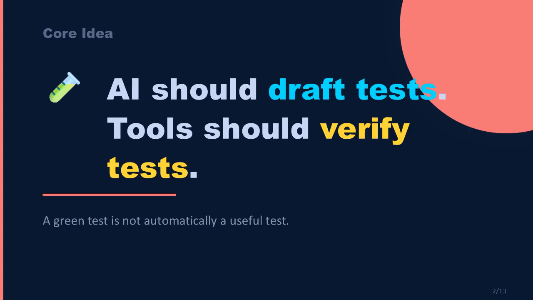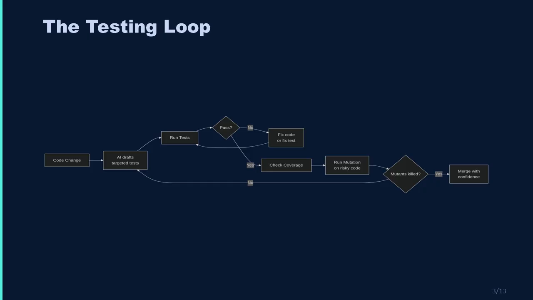If a generated test only checks a mock or only checks that something is not null, it may give fake confidence. This is the whole workflow in one picture. AI drafts targeted tests, then you run them immediately. If they fail, you decide whether the test is wrong or the implementation is wrong.